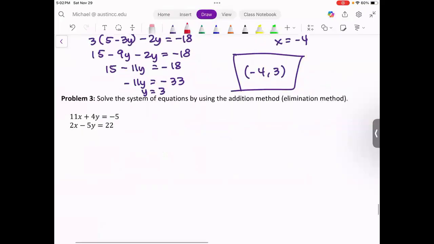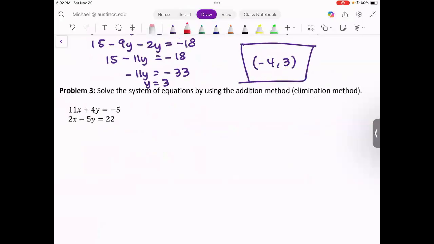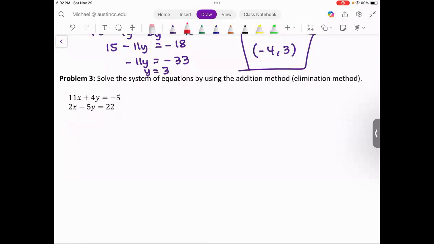We can also solve systems of equations using the addition method. So the idea here is we want to get either our x coefficients or our y coefficients to have the same but opposite number. So here, we already have a positive 4 and a negative 5 coefficient for y. So since those are opposite, we should start there.